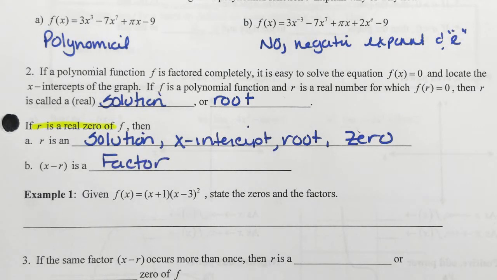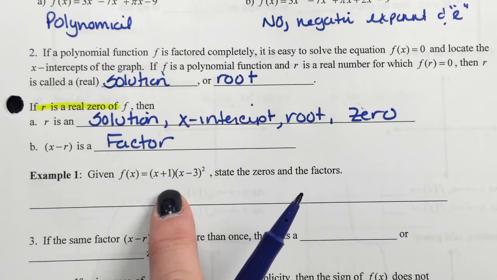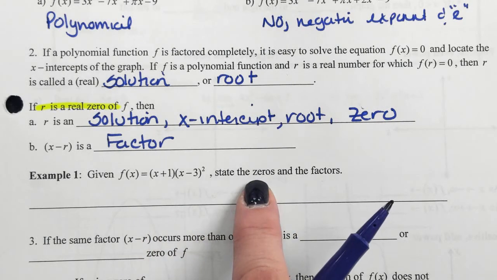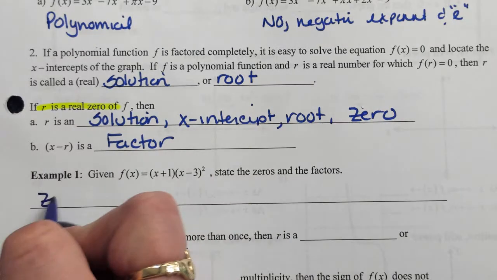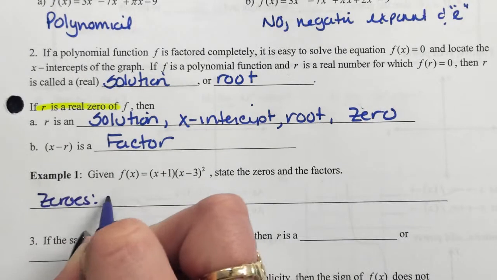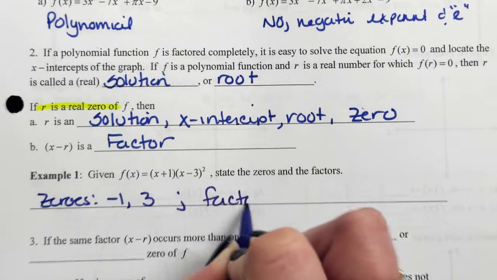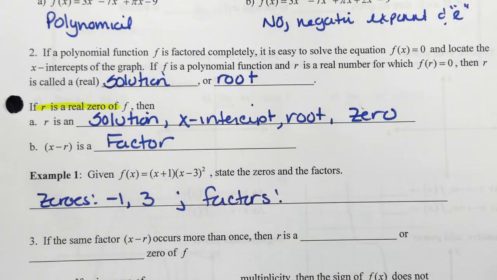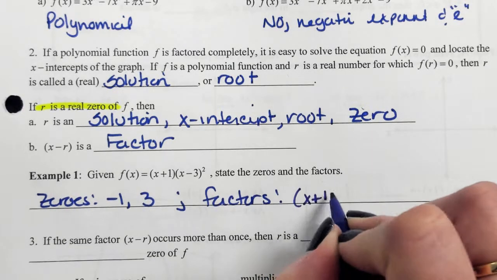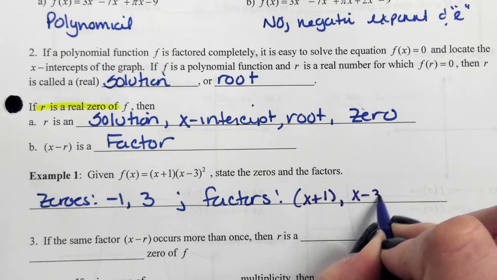So, for example, they've already done the factoring for you. So what are your zeros going to be for this particular function? Your zeros are going to be what? -1 and +3. What are your factors going to be? x plus 1 and then x minus 3.